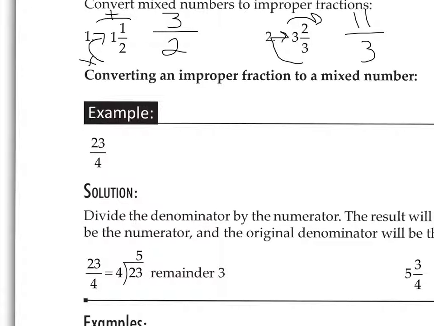To do it the other way, it's a division problem. This is really 23 divided by 4. So you could write it in the box like this. How many 4s are in 23?